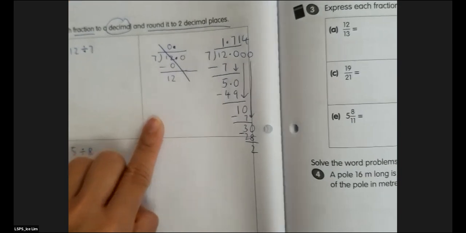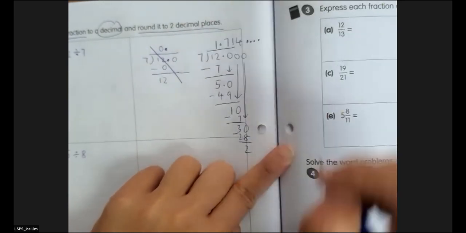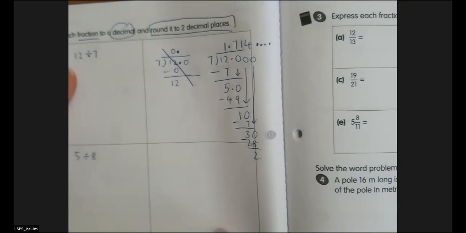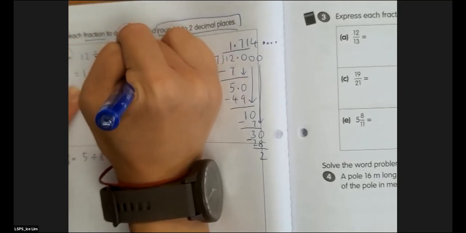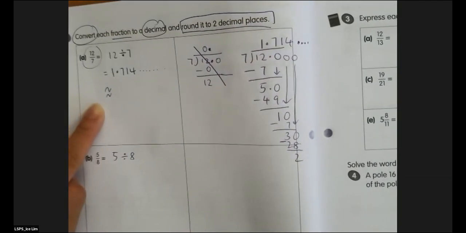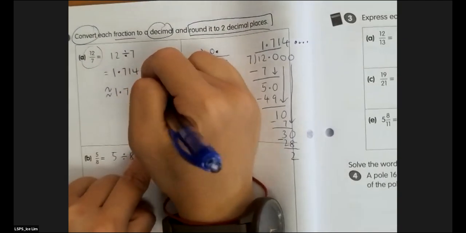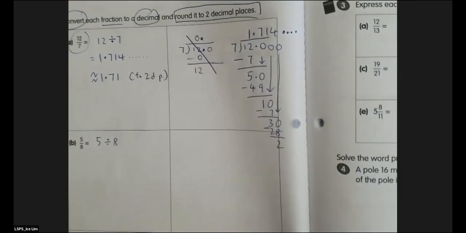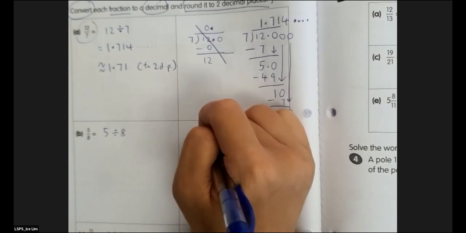And you see the long division continues, it's never ending. So 12 divided by 7 gives you a decimal that is 1.714, and on and on. Now round it to 2 decimal places. Don't forget the curly wurly symbol. 1.71 to 2 decimal places. 5 divided by 8. That's where you can do the division.